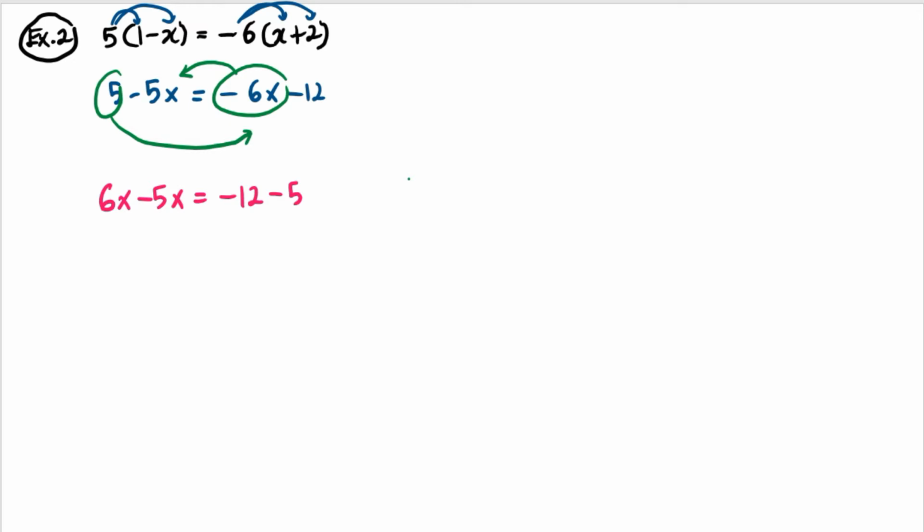Right, now 6x minus 5x will become x. This one will become a negative 17. We are done with this one. Now let's go to example number 3.